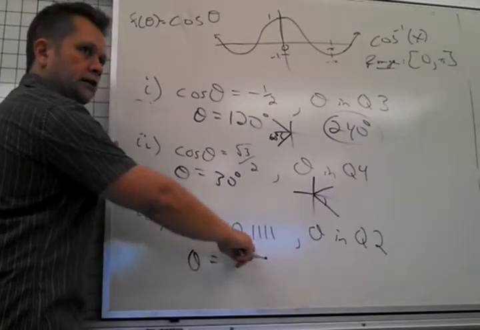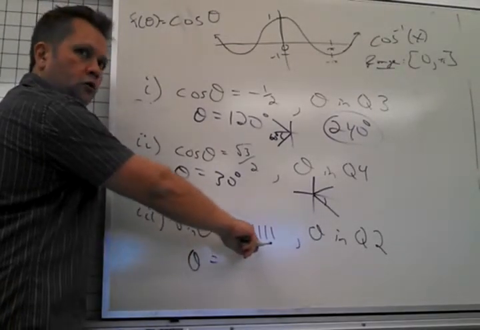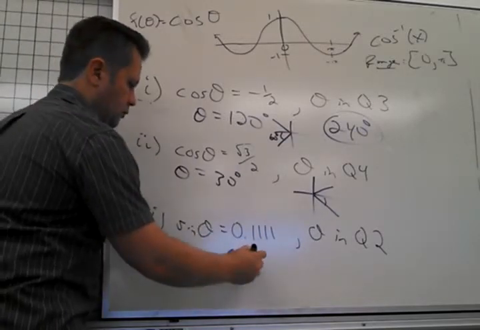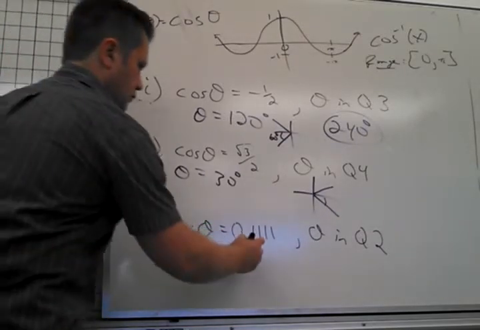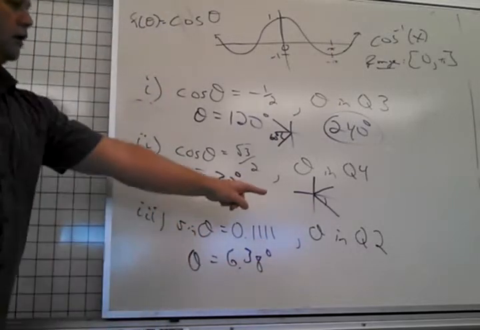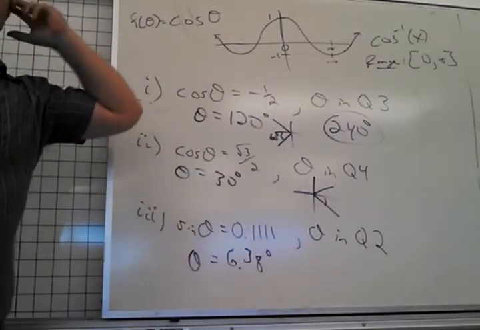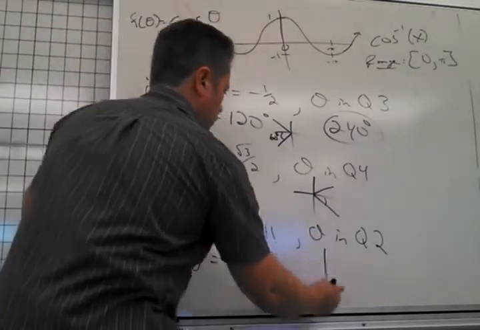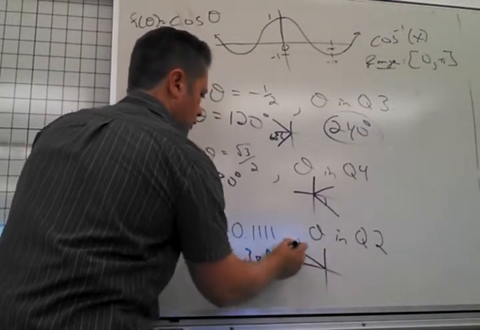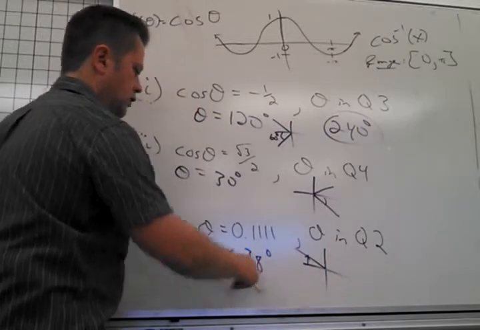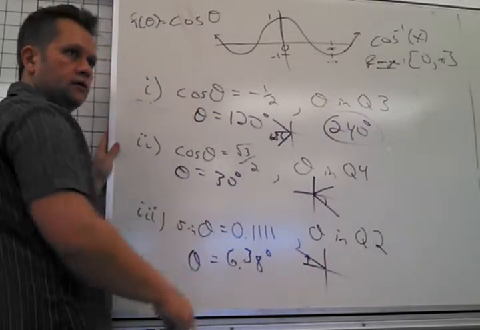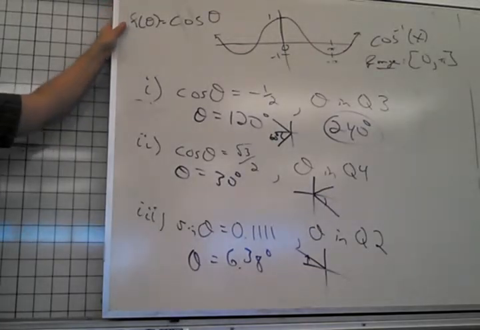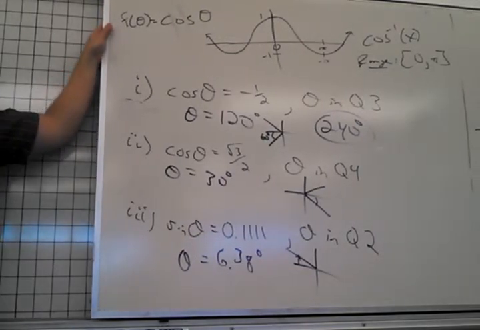Sine is 0 at 0, and this is not anywhere close to 1. It's close to 0, so the answer should be close to 0 degrees. So 6.38 degrees. And if I want to be in quadrant 2, use that as a reference angle. So draw a little picture. I want to be here, so I want to go back this much from 180, so 180 minus this. 173.62.